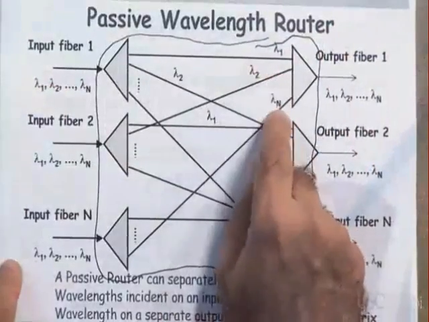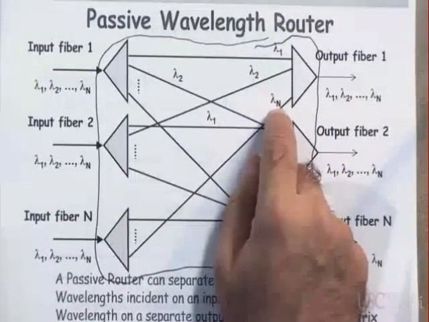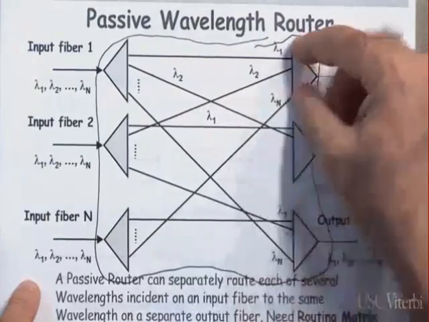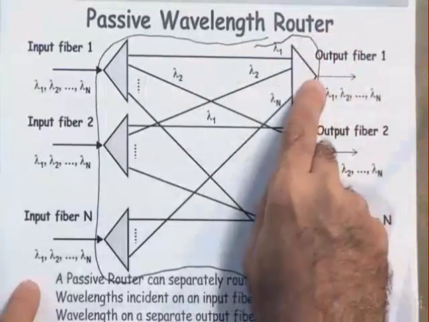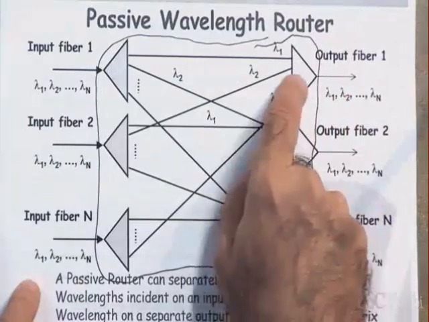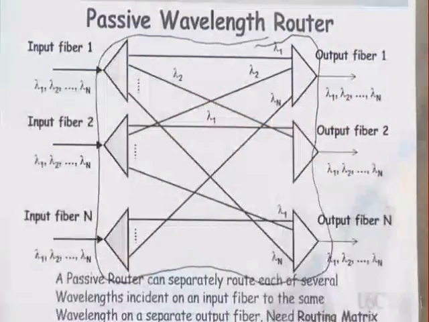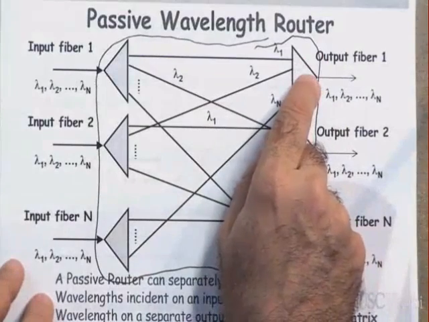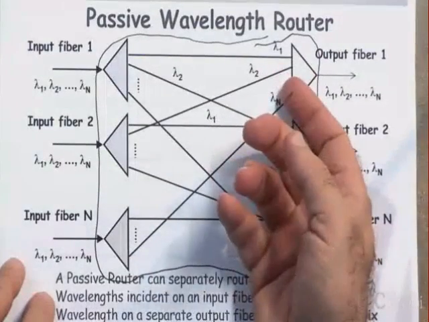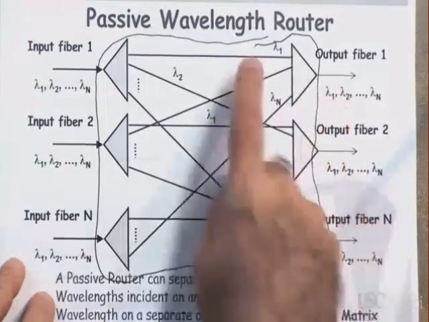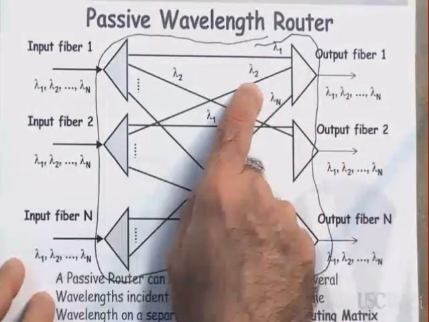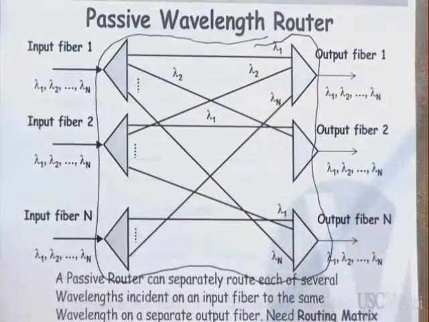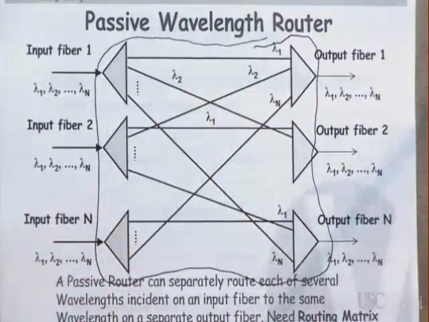But you cannot have the same wavelength going into this output. Why? Because this one will not be able to combine them. This one is a combiner. You are going to combine them. Did you get my point or not? This one cannot be lambda 1 if this one is lambda 1, and then there will be a collision. Clear?